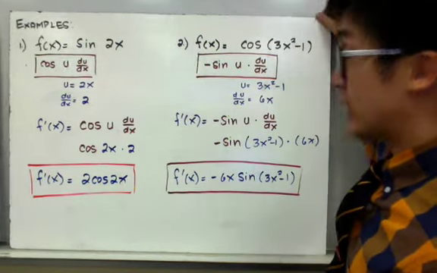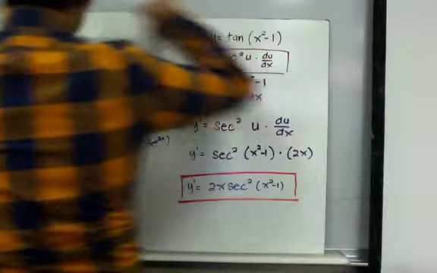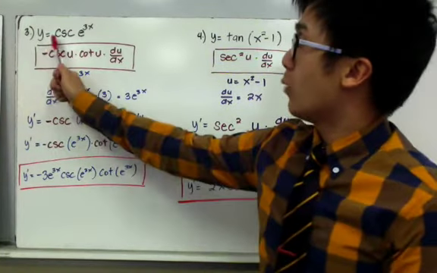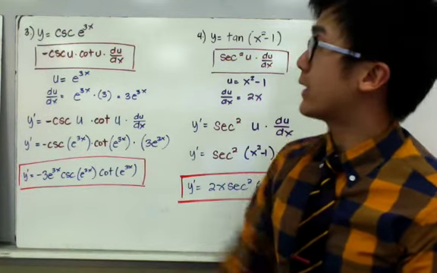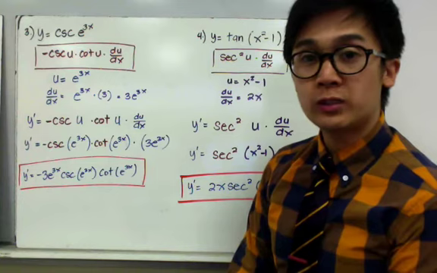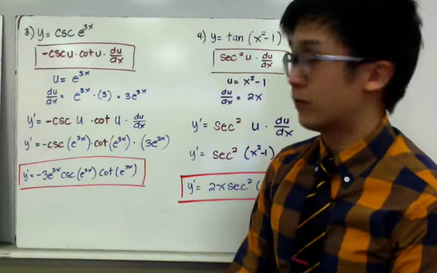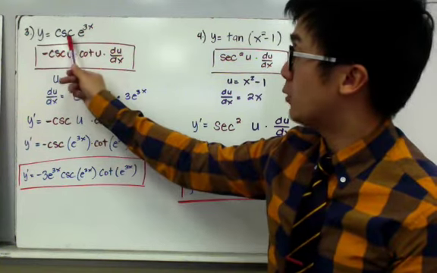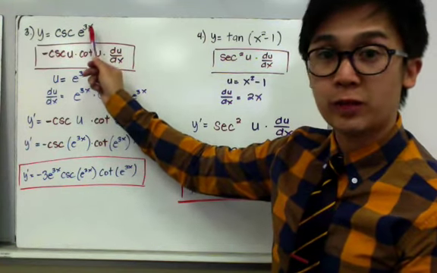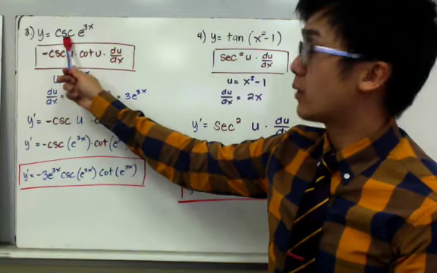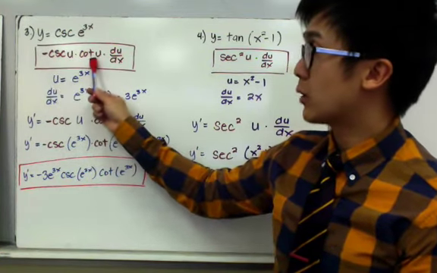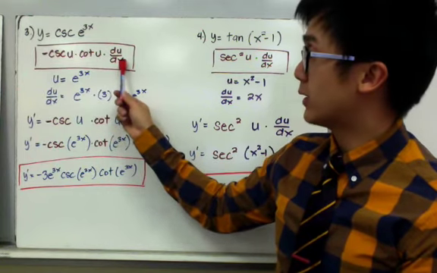And for example number 3, we'll have y equal to cosecant of e raised to 3x. Here we're going to use 2 sets of rules in finding the derivative of y. One is the derivative of cosecant, and the other is the derivative of e to the u, or e raised to 3x. The derivative of cosecant in our formula sheet is negative cosecant u times cotangent u times du dx.